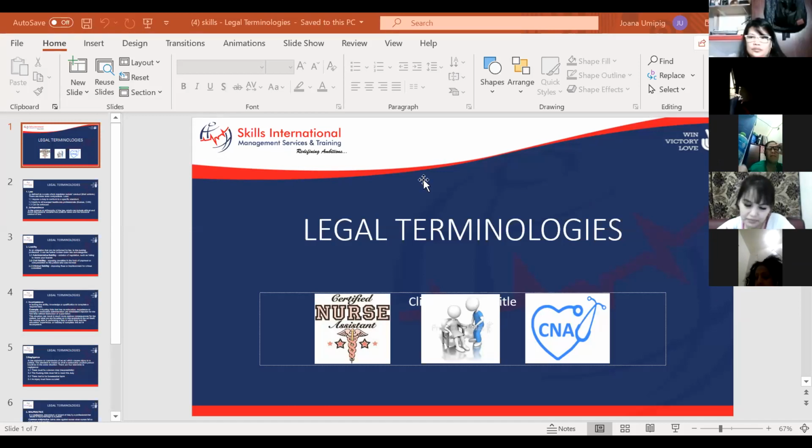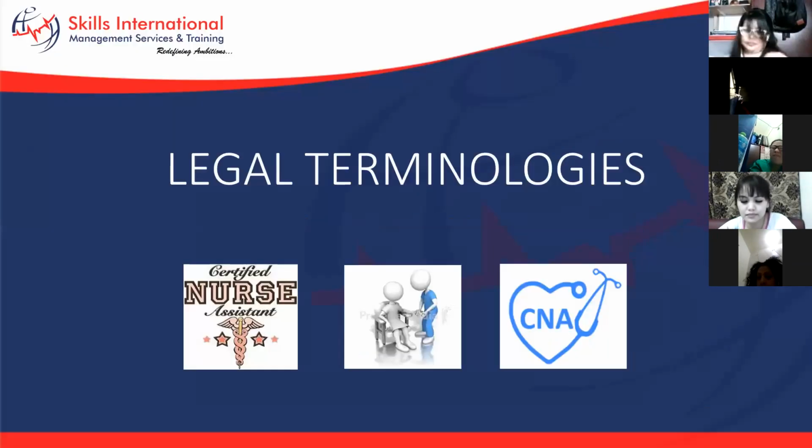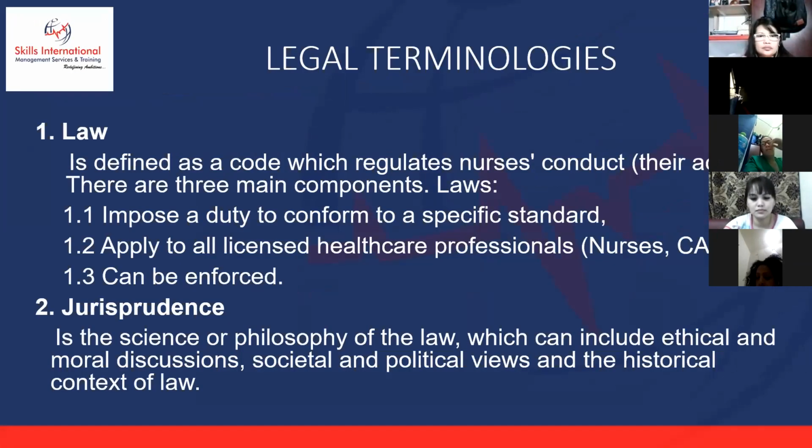So we have the legal terminologies now. This is the last one for our lesson for today. So we will be discussing the legal terminologies. Okay, so what are the legal terminologies? These are just few to mention. So number one of the legal terminology, we have the law. What is the law? It is defined as a code which regulates nurses' conduct or the nursing aid conduct, their actions. There are three main components with this law.